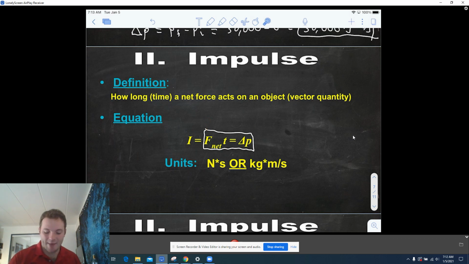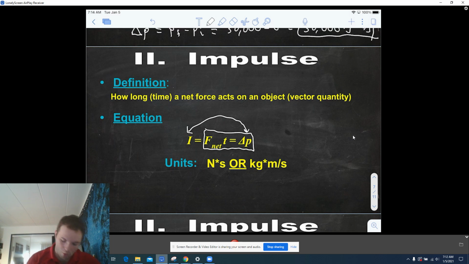So we got force, time, mass, velocity all in here. The units for impulse is newtons times seconds. That makes sense because force is newtons, t is seconds. And then it's also the same as kilograms meters per second. So these units are equivalent. That's why impulse and momentum can be equal to each other.